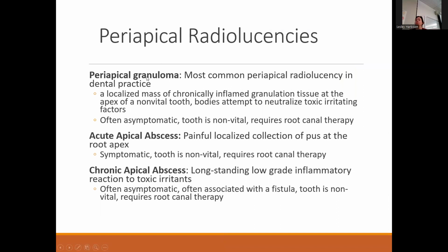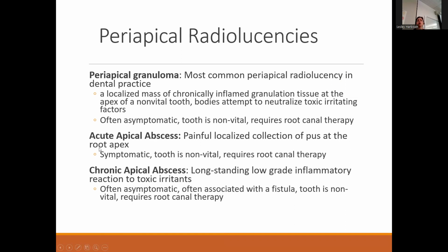Okay, so there's periapical granuloma. It's the most common periapical radiolucency in dental practice. Specifically, it's a localized mass of chronically inflamed granulation tissue at the apex of a non-vital tooth. So if it's non-vital, it's going to end up with a root canal. It's the body's attempt to neutralize or deal with the toxins or whatever that irritating factor is. It can be asymptomatic, meaning they're not necessarily feeling pain or anything from it. The tooth is non-vital and requires a root canal.